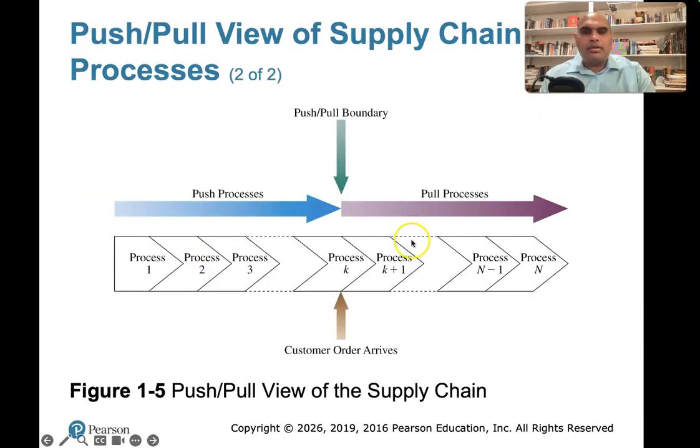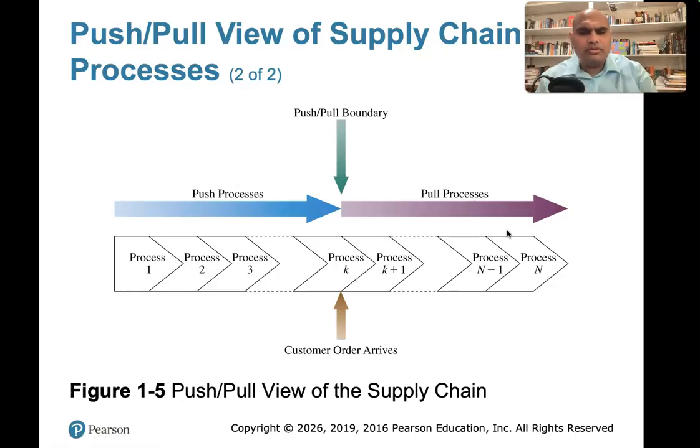And here is what a push-pull supply chain looks like. Wherever the customer order arrives, that is called the push-pull boundary. All processes before that are push processes because they're all working in anticipation of customer demand, and everything after the customer order is a pull process because that's happening post customer demand, right?